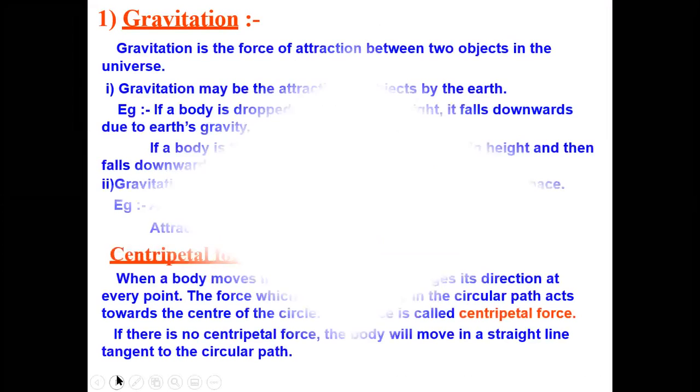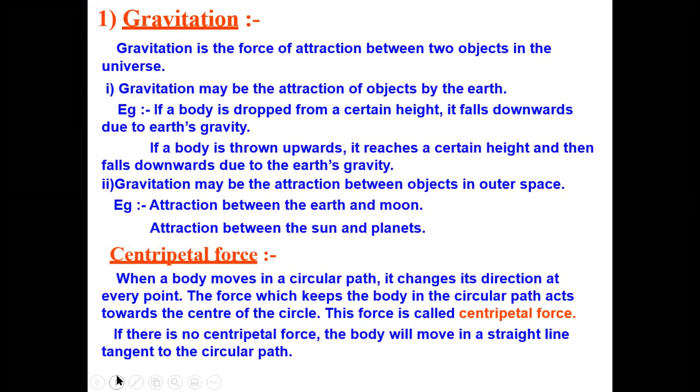What is gravitation? Gravitation is the force of attraction between two objects in the universe. Gravitation may be the attraction of objects by the earth. For example, if a body is dropped from a certain height, it falls downwards. Why? Because of the gravity, because of Earth's gravity. If a body is thrown upward, it reaches a certain height and then falls downwards due to the earth's gravity.